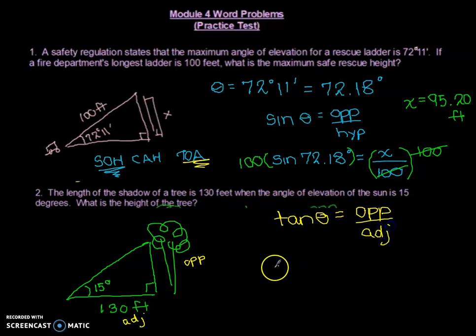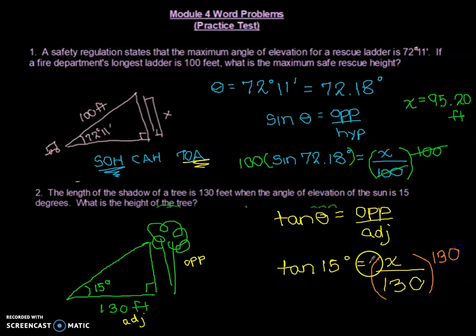And then filling in the values that I have, tangent of 15 degrees equals opposite, which I'm going to call x, over adjacent, which is 130. So again, I'm going to get x by itself by multiplying both sides by 130 because x is being divided by 130, and then whatever I do to one side, do to the other. And once you're done, x should equal 34.83, and again, we're working with feet here, so feet.